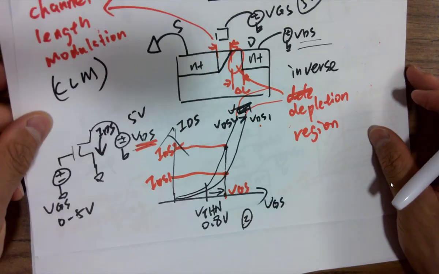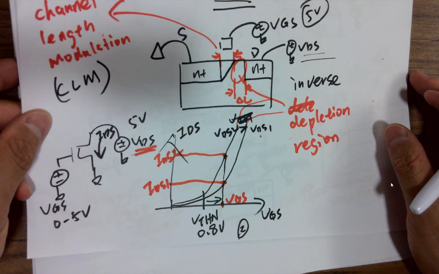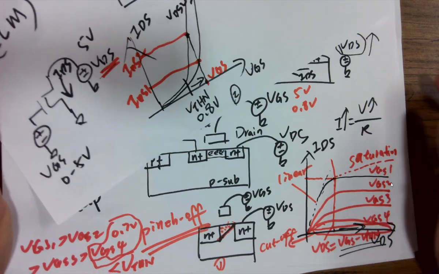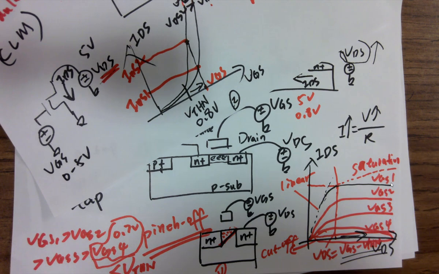Yeah, so the graph where it's showing that one's VGS versus IDS, and the other one's VDS versus IDS. Yeah. Okay.